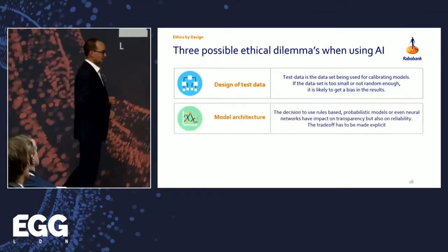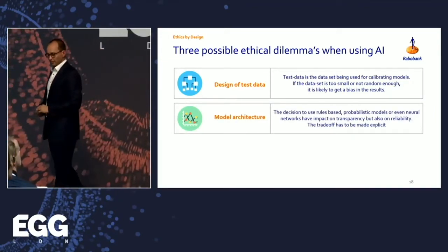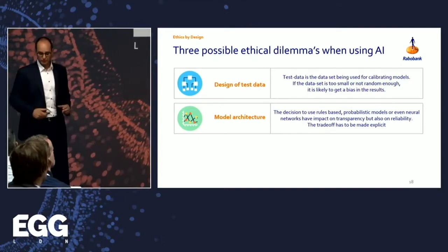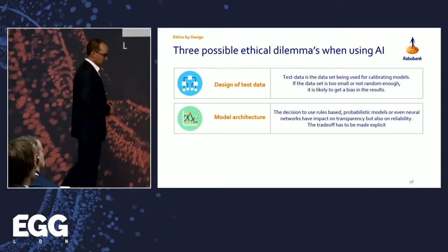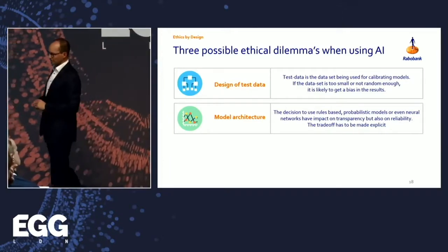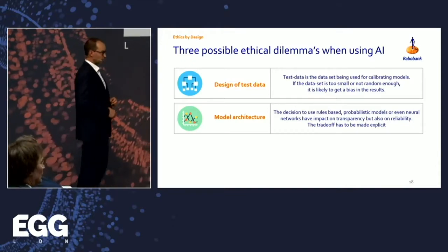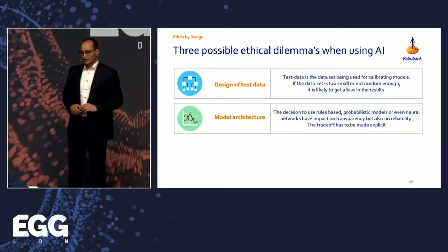Which type of application are you using for which problem you want to solve? Neural networks in decision-making engines or decision-making solutions? Not so much, because you can't be transparent about your neural network. Not as good as in rule-based solutions.